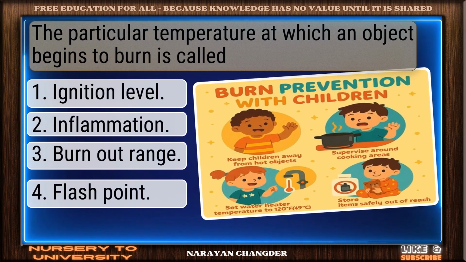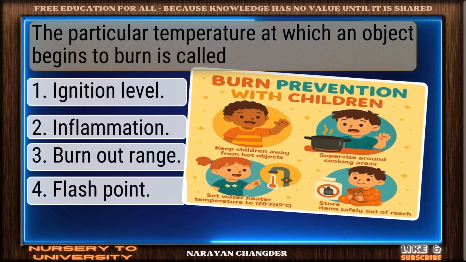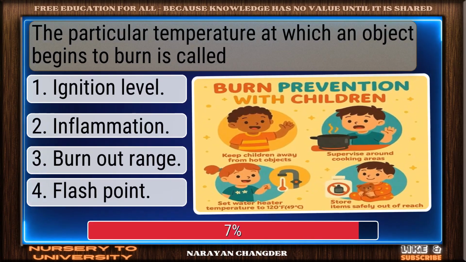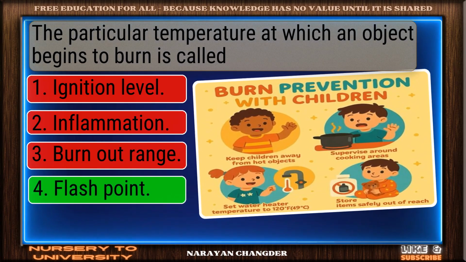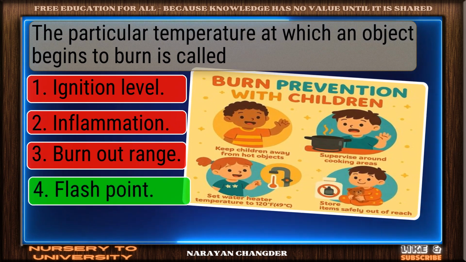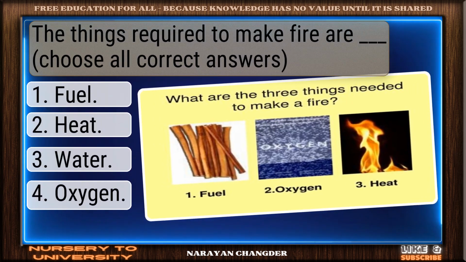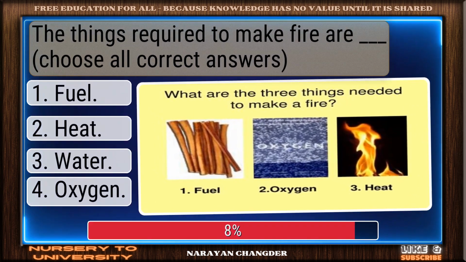The particular temperature at which an object begins to burn is called dash. Sharp thinking. Flashpoint is the right choice. The things required to make fire are dash.